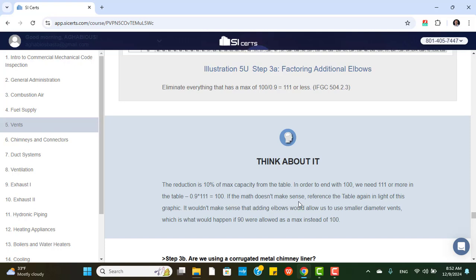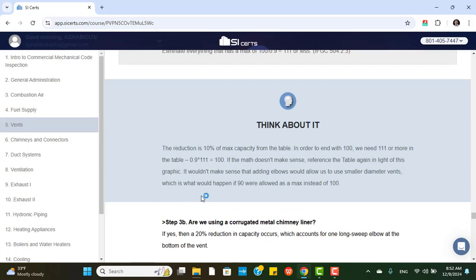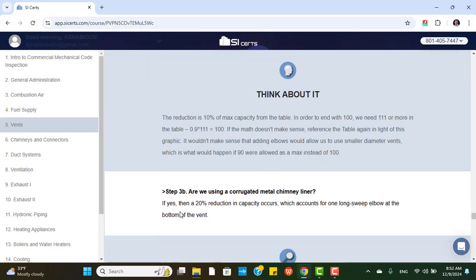If the math doesn't make sense, reference the table again in light of this graphic. It would not make sense that adding an elbow would allow us to use smaller diameter vents, which is what would happen if 90 were allowed as a maximum instead of 100.